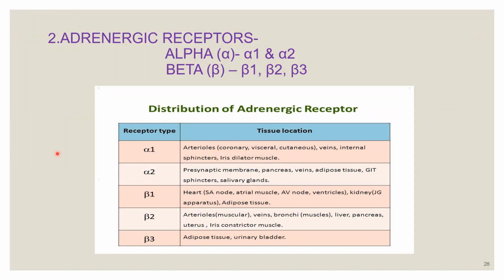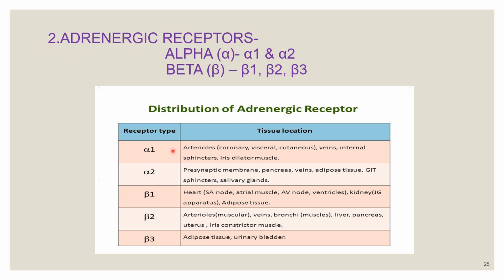Now we have seen one type of receptors, the cholinergic receptors, which are of two types, nicotinic and muscarinic, where acetylcholine is released. Now we came to adrenergic receptors.